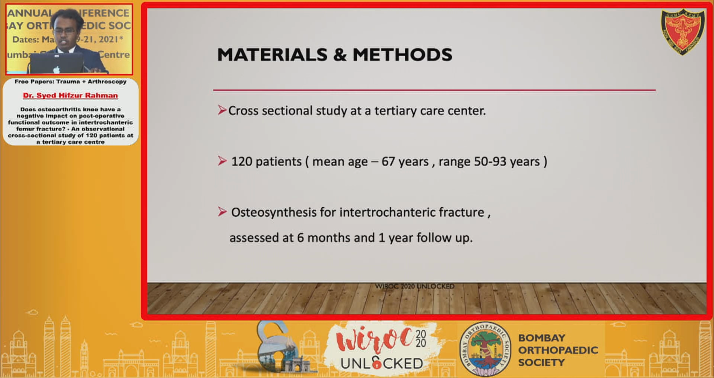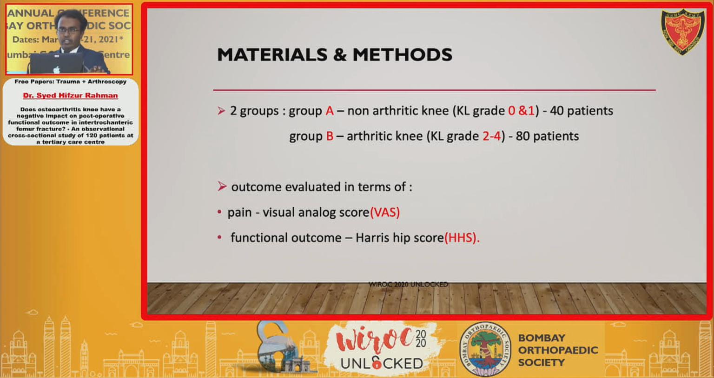Materials and methods. Ours was a cross-sectional study at our tertiary care center, of which we had 120 patients, the range of the patients being 50 to 93 years, and the mean age being 67 years. All our patients had undergone osteosynthesis for intertrochanteric fractures, and they were assessed at 6 months and 1 year of follow-up. We divided our patients into two groups.